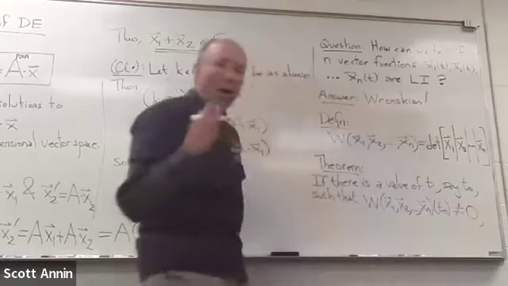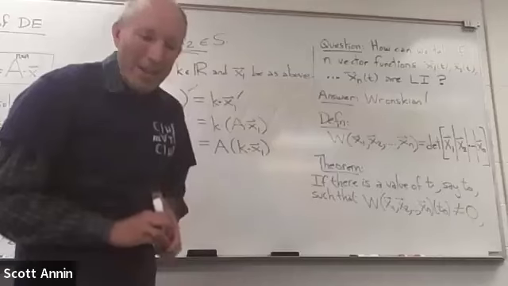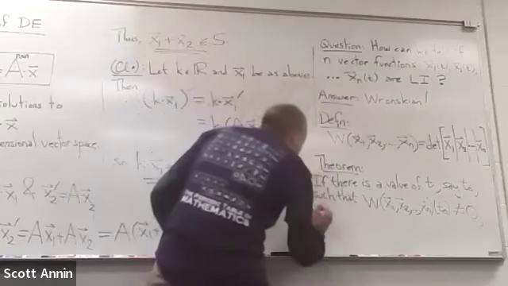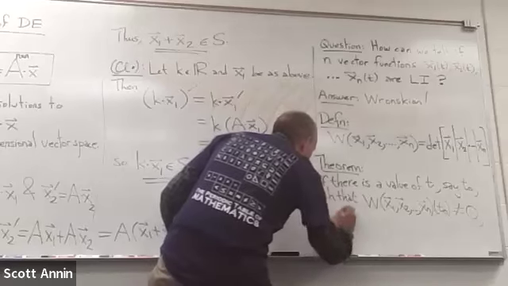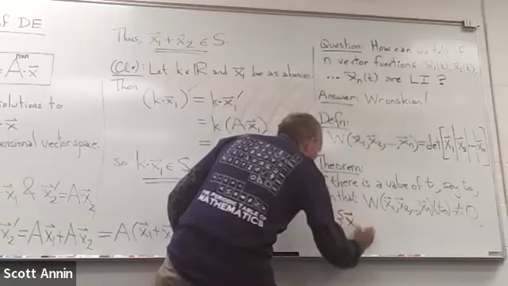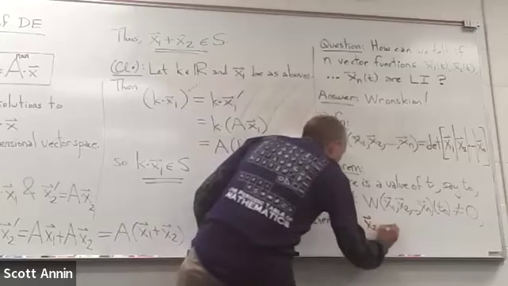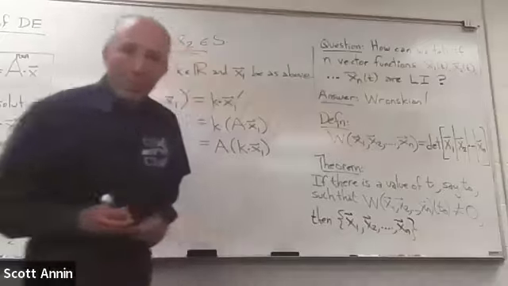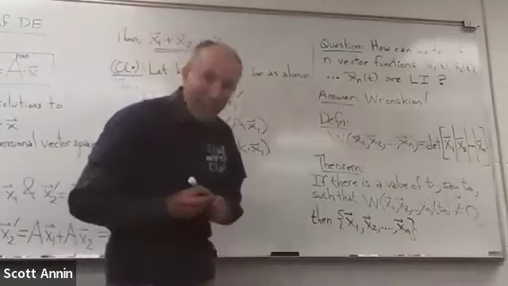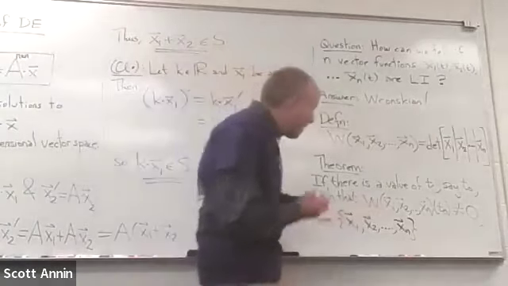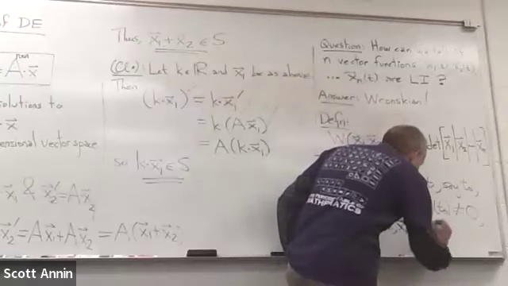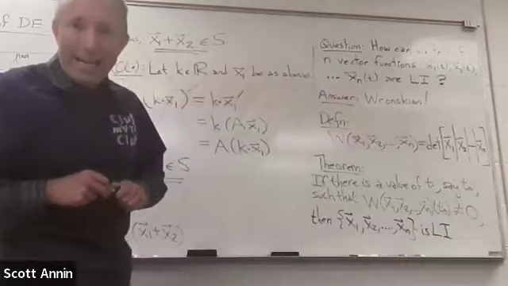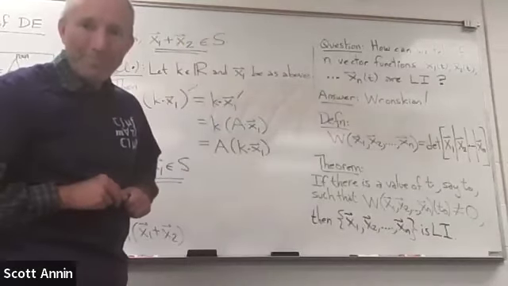If we can find even one value of t naught that makes that Wronskian not 0, then my functions x1 and x2 and so on, these are vector functions. Be sure to draw vector arrows on top of each one of those x's so it's not confusing. Each one of those x's has a vector on top of it, and as a set, that would be an LI set in that case.